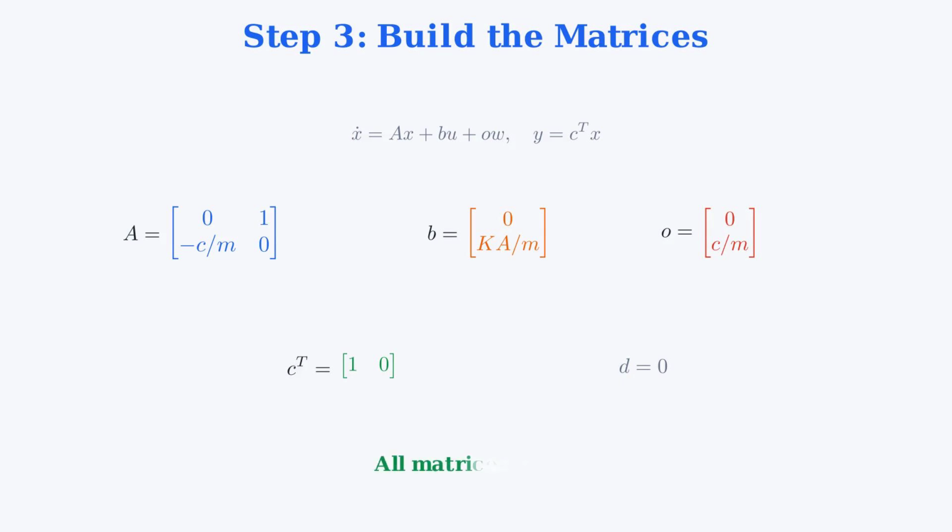From the state 2 equation, state 1 appears with coefficient minus c over m. State 2 does not appear, so the second row of A is minus c over m, 0. The coefficient of u is ka over m, so the second element of B is ka over m. The coefficient of w is c over m, so the second element of O is c over m. For the output, y equals state 1, so C transpose is 1, 0, and D is 0.